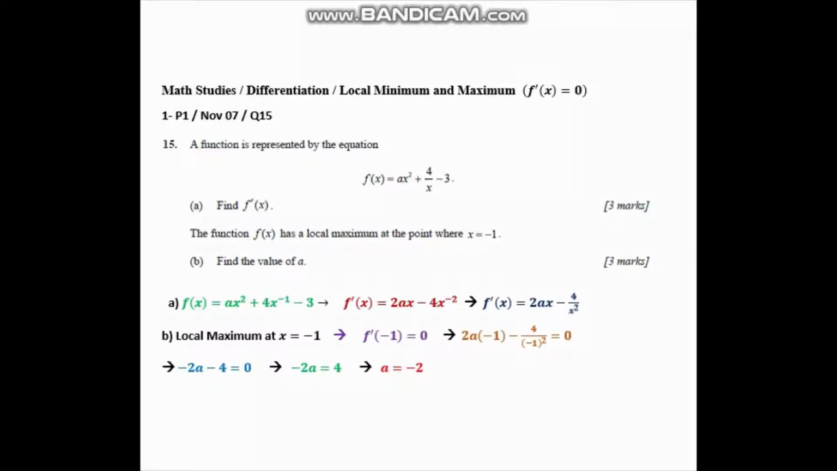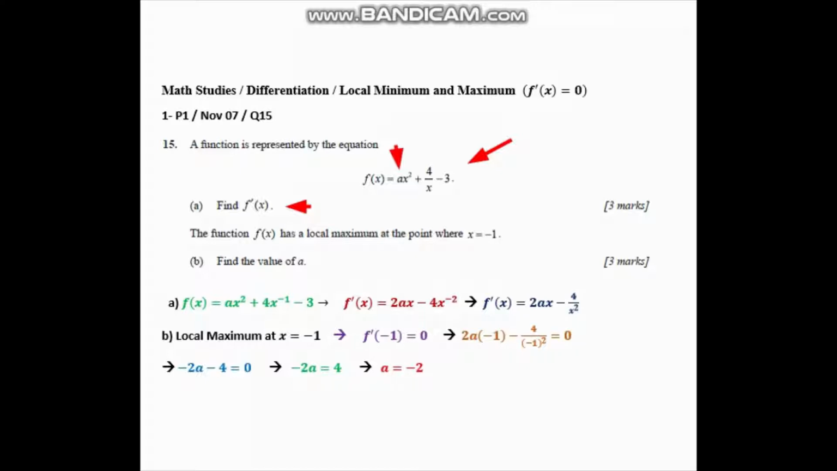So in question A, you are given the function f of x equals ax squared plus 4 over x minus 3, and you are required to find f dash of x. We have encountered similar problems before. However, maybe the new feature here is that the coefficient of x squared is not a number, it's a constant, it's a, but it is dealt with the same way as any number would be dealt with. So you can just assume this a is a 5, for example. The same rules apply exactly. So let's attempt to differentiate this.